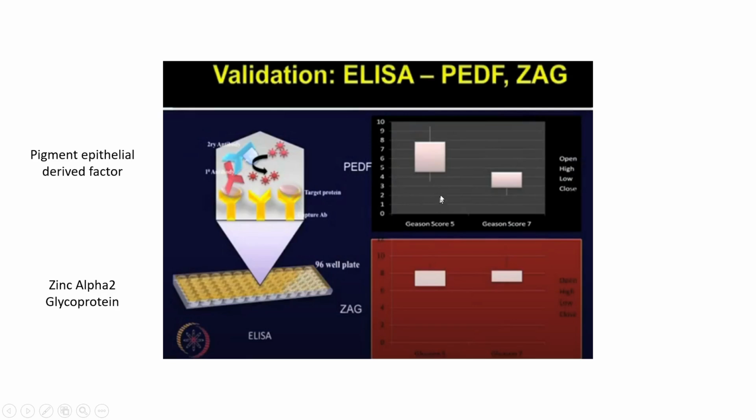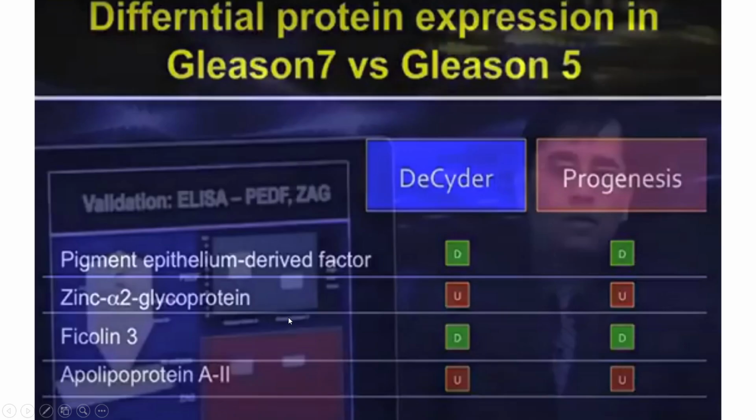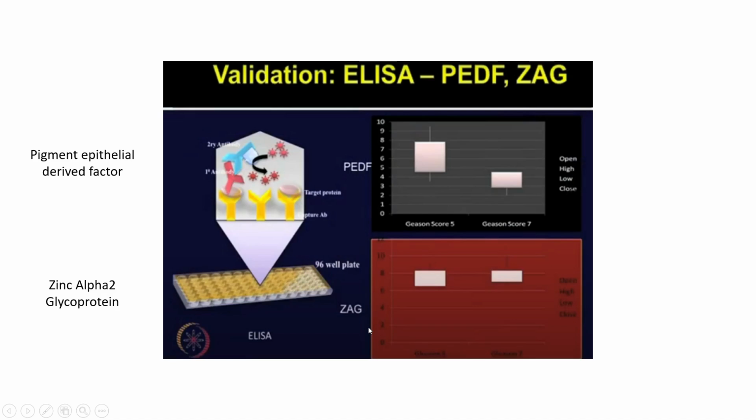So these patients had higher PEDF, whereas these patients had lower PEDF, indicating that if the PEDF protein is continuously getting lowered, you can say that the progression of prostate cancer is happening. Similarly, zinc alpha 2 glycoprotein was also checked, and it was found that it was upregulated a bit compared to Gleason 5 score patients. So that's how they confirmed that. They understood that it got upregulated or downregulated, and here they found how much it was upregulated or downregulated by using ELISA as a technique.